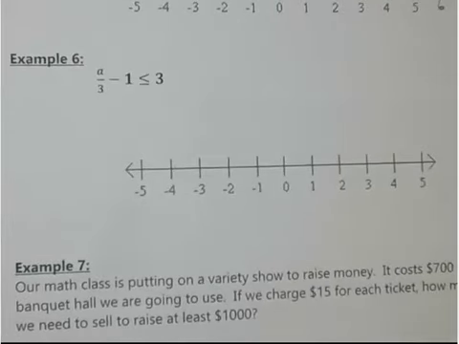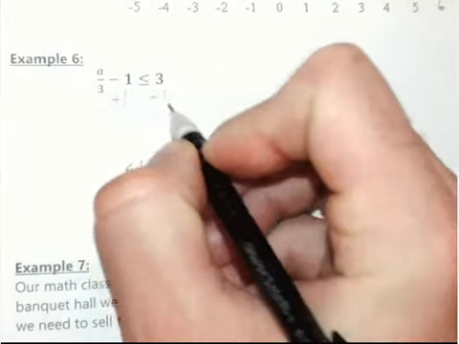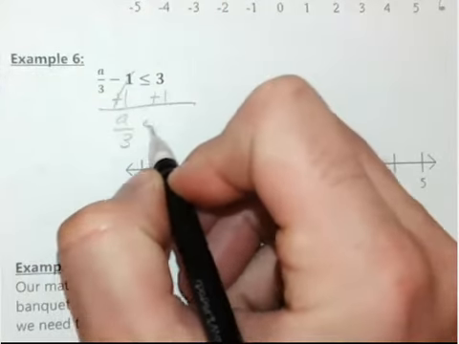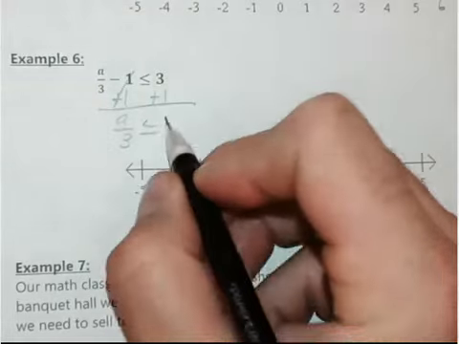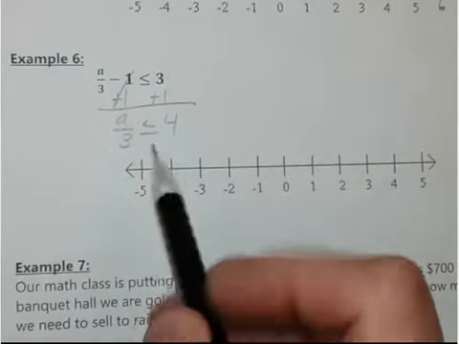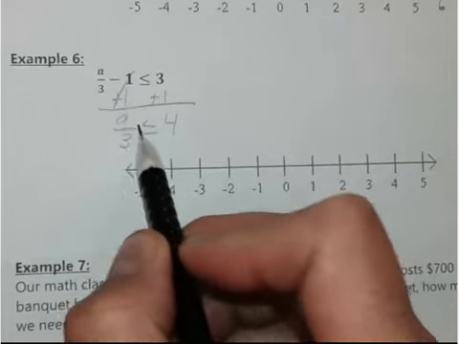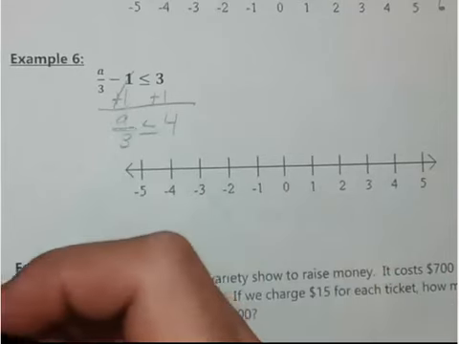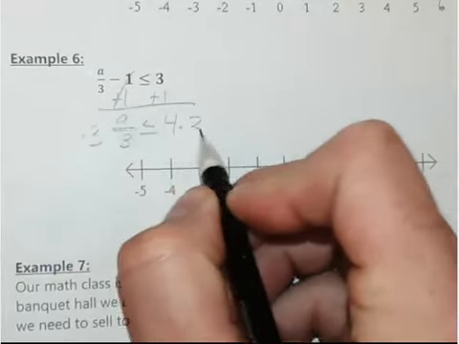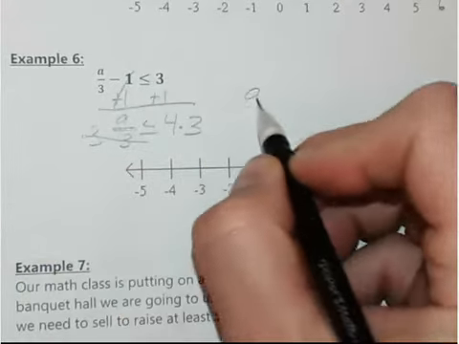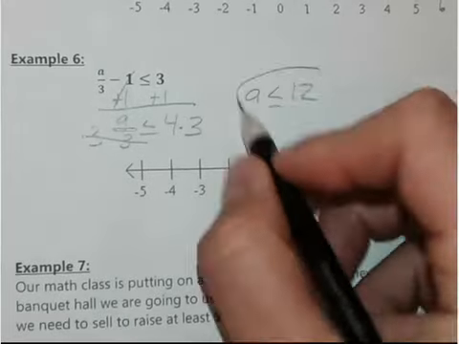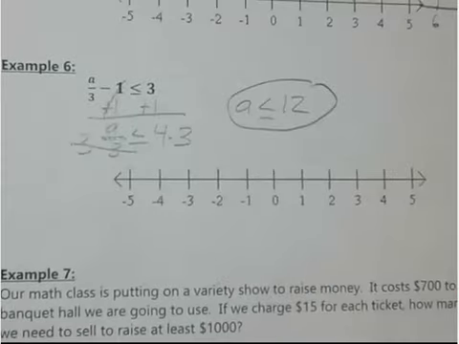Example 6. Let's get rid of that constant. So we're left with a divided by 3 is less than or equal to 3 plus 1, which is 4. This is a divided by 3. This bar means division. The opposite of division is multiplication. So we're going to multiply both sides by 3 to get rid of the bottom of that fraction. Those cancel. We're left with a is less than or equal to 4 times 3, which is 12. A is less than or equal to 12.